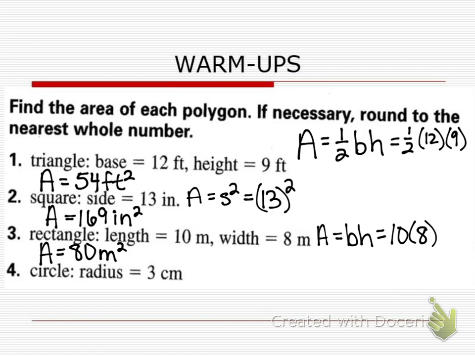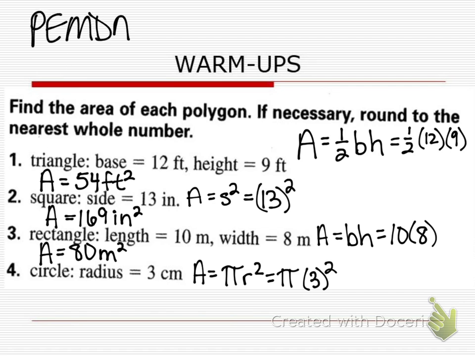Finally, on number 4, we have a circle. Good. Our area formula is pi r squared. They told us our radius is 3. So we have to remember, what do we do first? Multiply or use our exponent? Exponent goes first. If you remember your order of operations, PEMDAS, the exponent goes before multiplication.